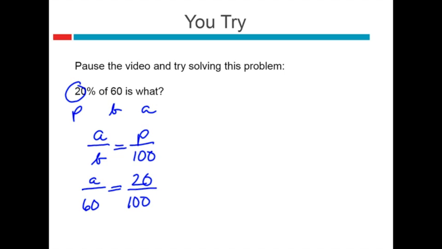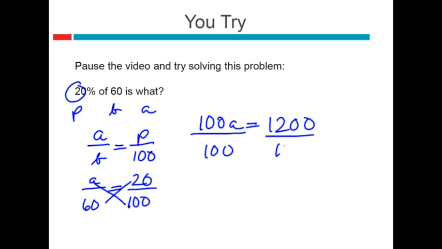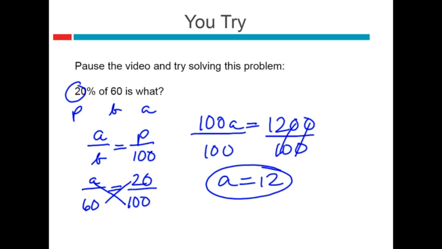So I hope you did the cross multiplication or multiplied along the diagonals. So A times 100 is 100A. 60 times 20 is going to be 1,200. And we divided both sides by 100. So we get A equal to 12. So we can say that 20% of 60 is the number 12.